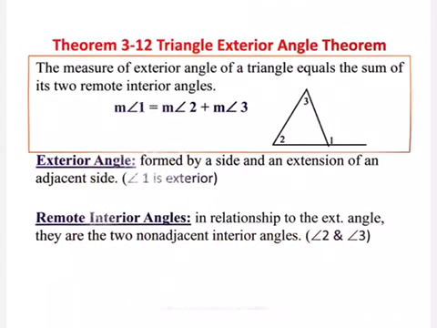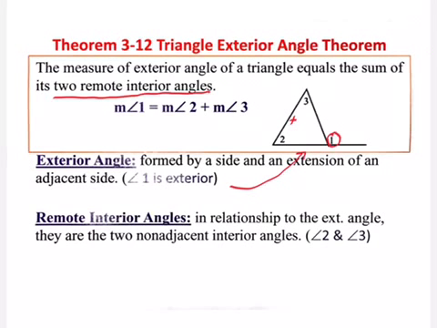Theorem 3.12, triangle exterior angle theorem, states that the measure of an exterior angle of a triangle is equal to the sum of its two remote interior angles. So in this case, angle 1 is exterior, and it equals the sum of angles 2 and 3, or the two angles on the far end of the triangle inside. An exterior angle is formed by a side and an extension of an adjacent side. In this example, angle 1 is an exterior angle.